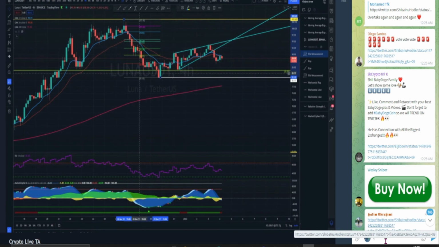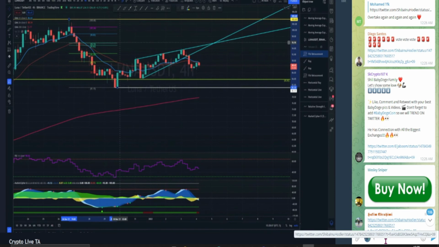It does not appear as though Luna is done yet. Let's just swing a 4-hour low to high. Okay, let's zoom into our hourly time frame.